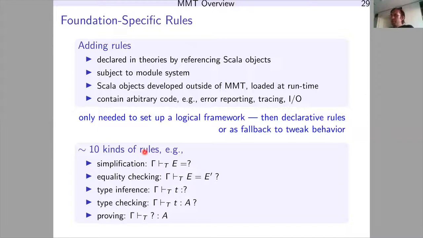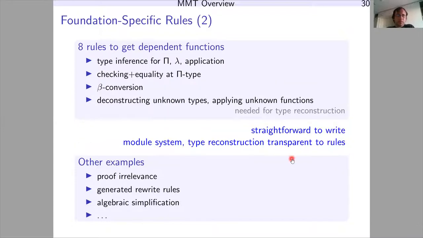If you want to see a bit more about what these roots look like, this is a file where I'm implementing the roots for LF. For LF, I need about 8 roots. Every operator gets a type inference rule. I have a checking and equality rule at pi, a beta conversion rule. And then I have 2 roots that handle unknown types and unknown terms so that I can infer missing parts.